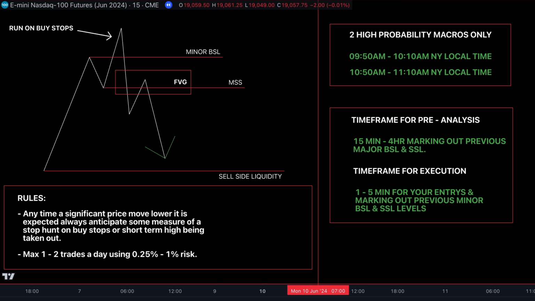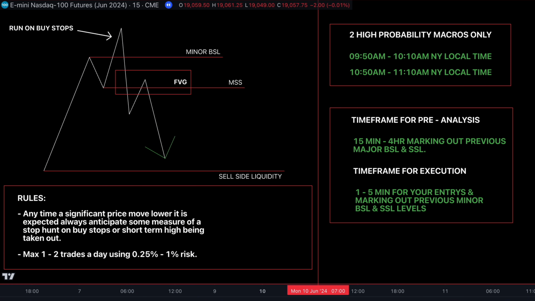So starting straight off, there's two macros which are extremely high probability, which lay inside of the New York AM session. The first macro, this is the one which we look to trade, and it's the most important macro, the 9:50 to 10:10 AM macro at New York local time. So that's the macro which we trade the most. It's the highest probability, and it also has the highest liquidity the majority of the time, and it will offer the best conditions for trading.